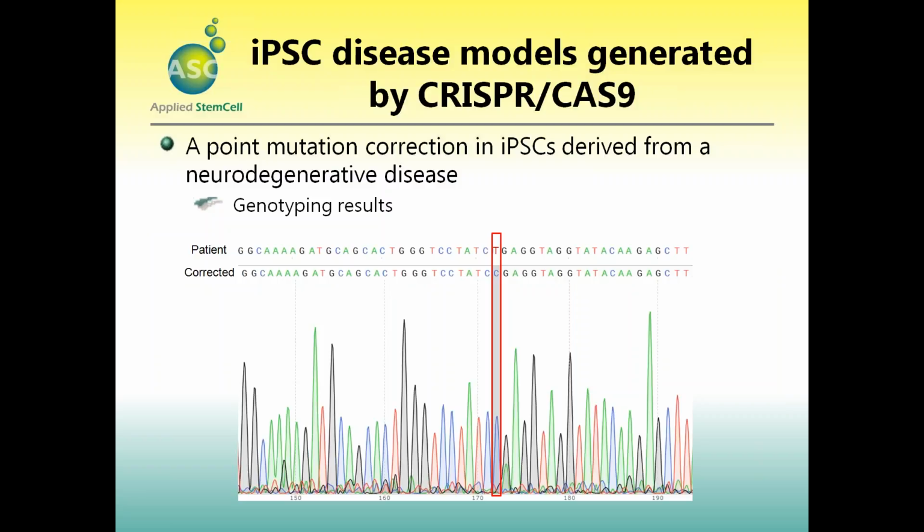For a point mutation correction, we need to use PCR and sequencing to verify the results. So the positive clones were sent for sequencing. By comparing the patient's sequence on the top and the corrected sequence at the bottom, we saw that the point mutation was corrected as we hoped.